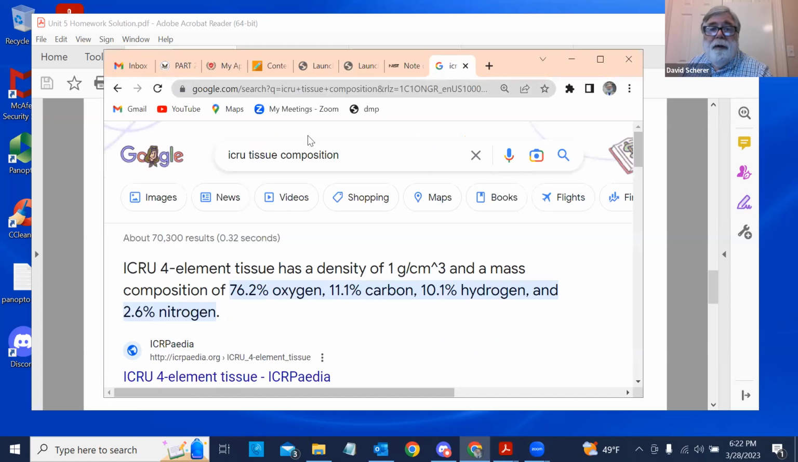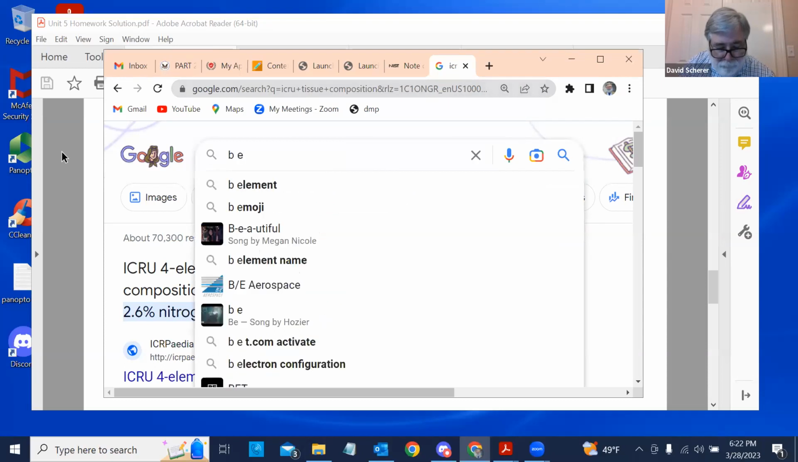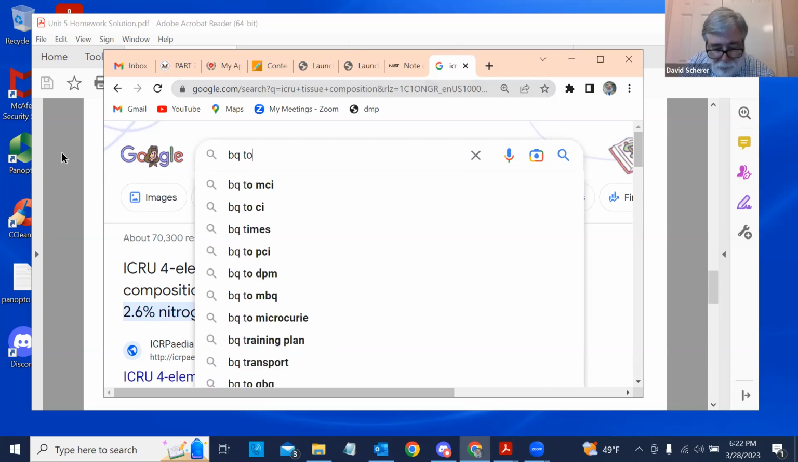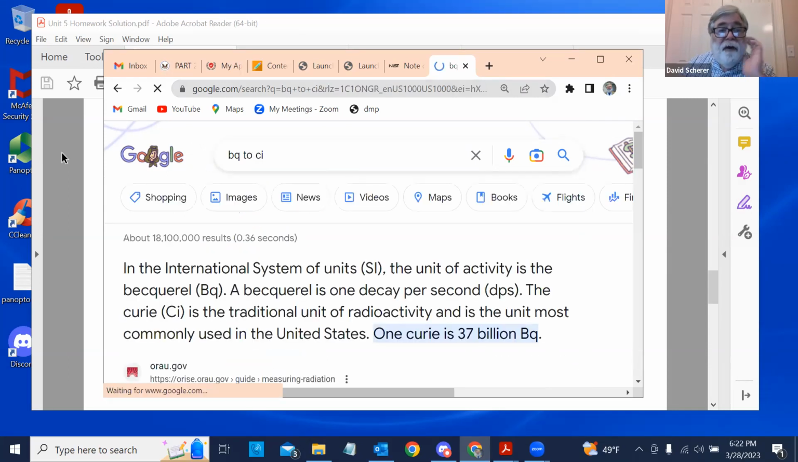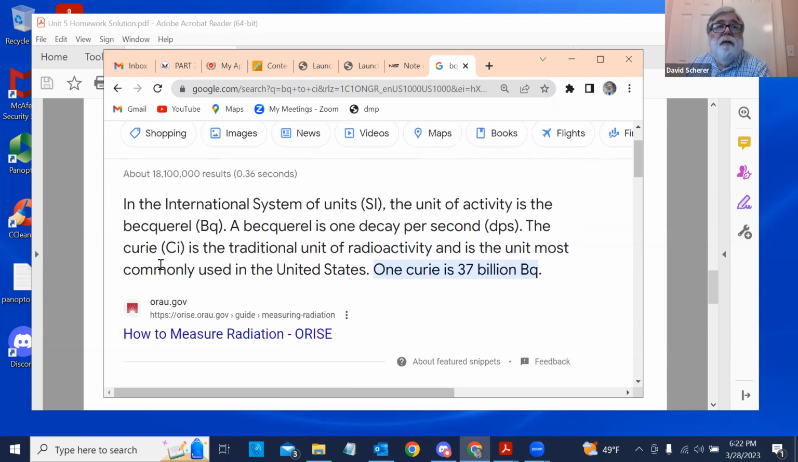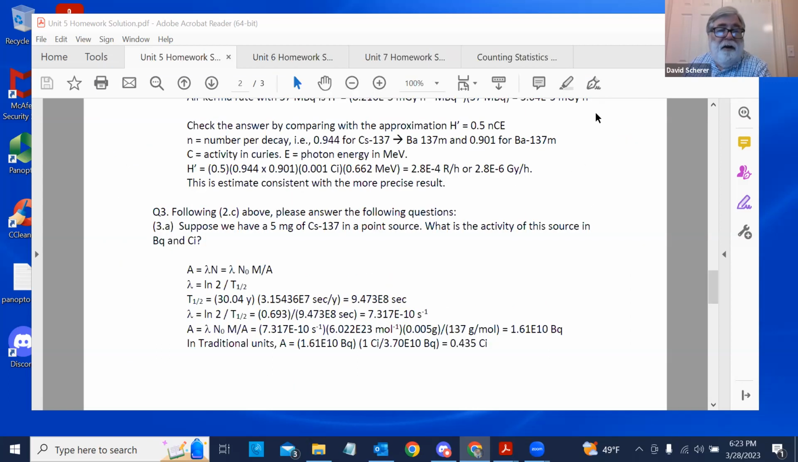So what I might do is just simply put in a Google search. I think you actually do it with symbols, BQ to CI, and I find definitions all the time. I'll find calculators as well. So that's a little trick for an online course. You always have an internet-connected computer with you, so it's not hard to look up conversion factors.